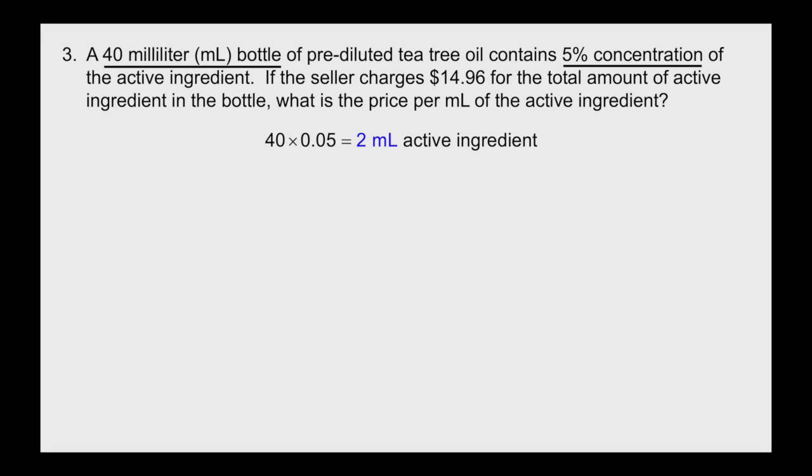From here, we want to note that the seller is charging $14.96 for the total amount of active ingredient. So with that in mind, since there's 2 milliliters of active ingredient here, we're calculating the price per milliliter. I'm going to take that price, $14.96, and divide that by what we just figured out was the active ingredient, which is 2, and that's going to give me $7.48. So that's the price per milliliter of the active ingredient.